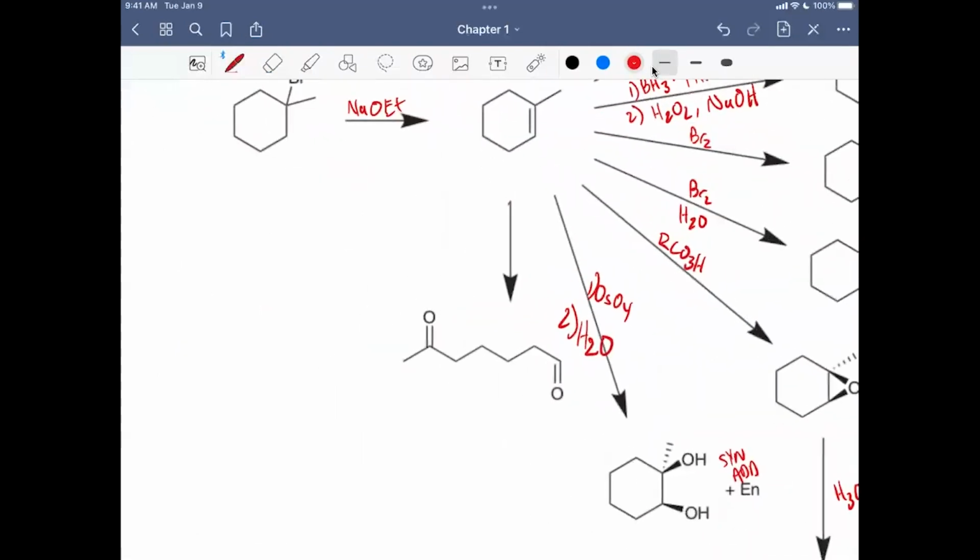Next one, we have this double bond being broken, and that is only one reagent that you guys have learned. That's oxidative cleavage. So that's O3, DMS.